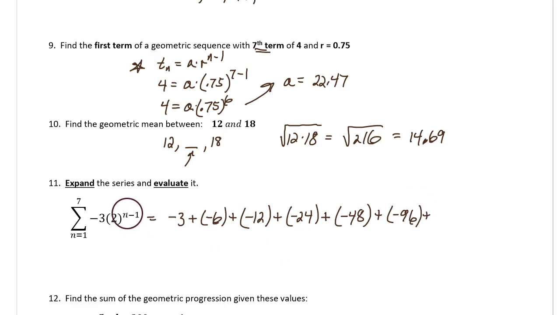Now fill in 7. 7 minus 1 makes 6. 2 to the 6th power makes 64. And negative 3 times 64 makes negative 192.